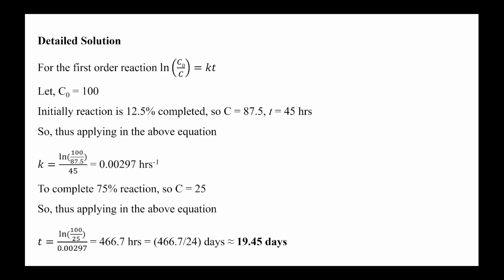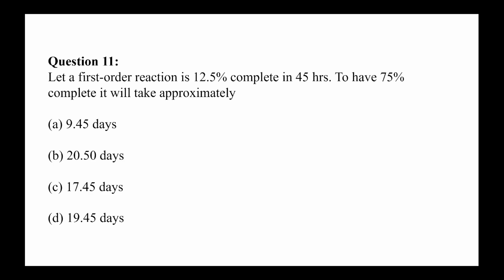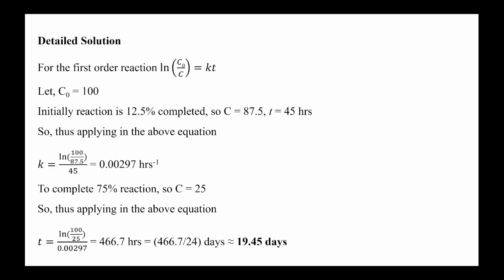Now once you have the rate constant, the next is completion of 75% reaction. So that means the final concentration would be 100 minus 75, that is 25. So then from that you can calculate the time. Now this time will be in hours because the initial time was in hours. So the rate constant that you calculate was in hours, so the time that you will get will be in hours. The options are given in days. So you have to divide the number of hours by 24 to get the number of days, and the number of days comes to approximately 19.45.